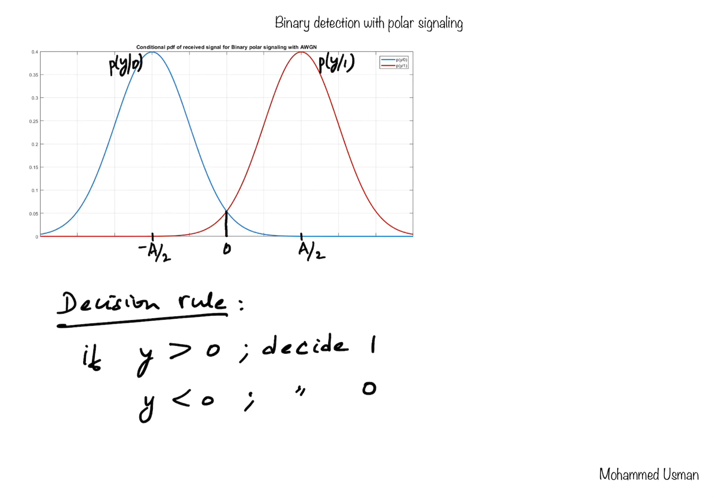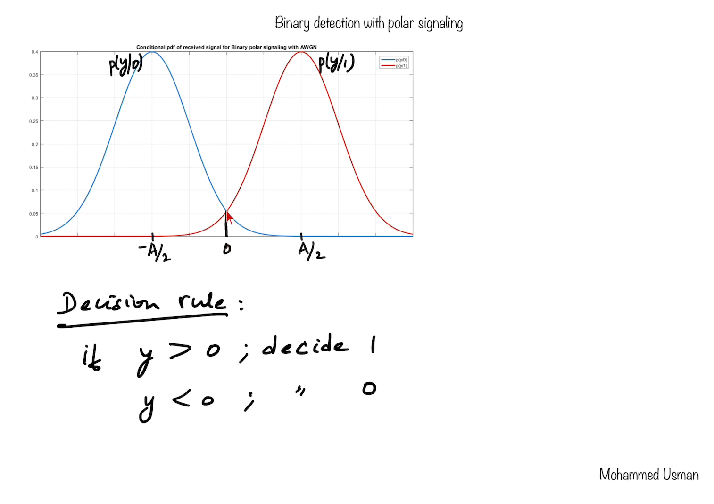And that makes sense. So if you look at this threshold here, to the right of the threshold, the probability for 1 is having a big area. So there's a big area here which says the probability of the received signal being 1 is high on the right hand side of the threshold. Similarly, on the left hand side of the threshold, that is when y is less than 0, the probability of it being 0 is large, right? So that's the decision rule.